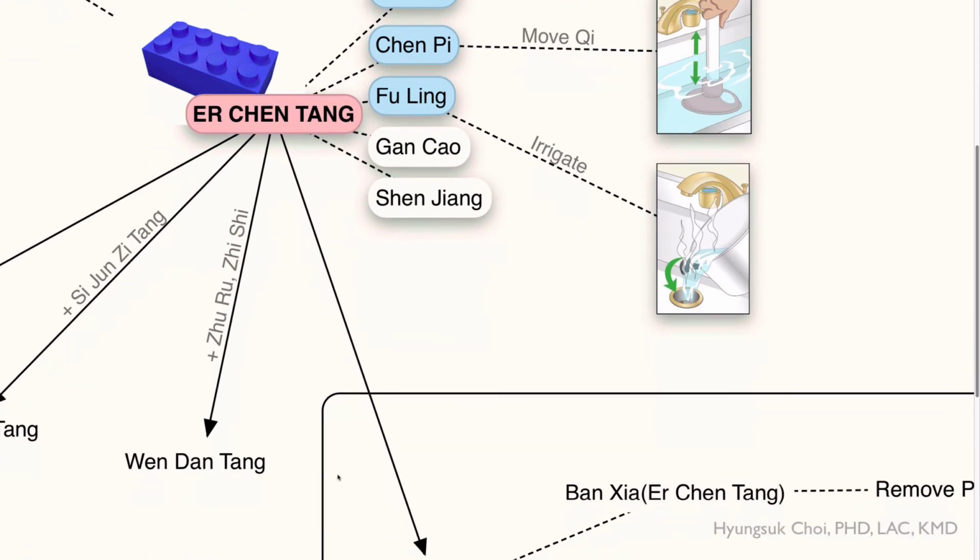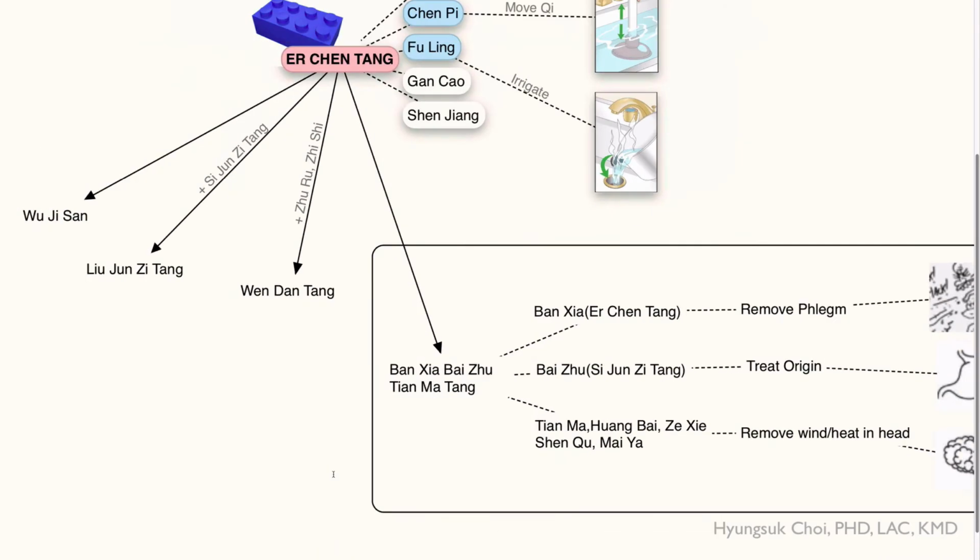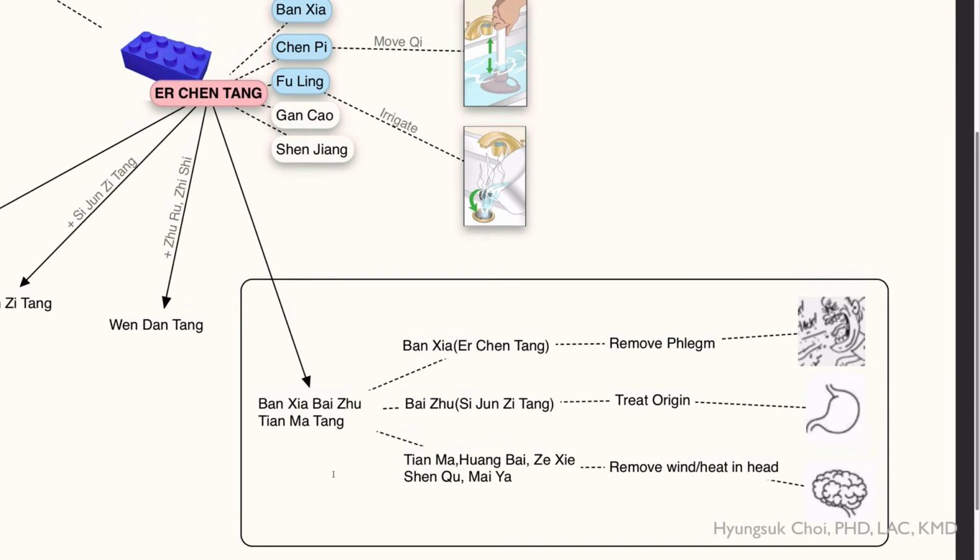And there is another famous formula which is called Banxia Baizhu Tianma Tang. This is a good formula for dizziness and vertigo and heavy headache. Actually, the title of this formula tells everything. If you see here, Banxia and Baizhu. Banxia stands for Erchen Tang. This is a representative. And Baizhu stands for Sijunzi Tang. So you can see Banxia Baizhu Tianma Tang has Erchen Tang inside, and Baizhu Tang inside.